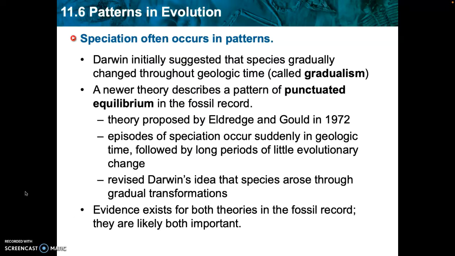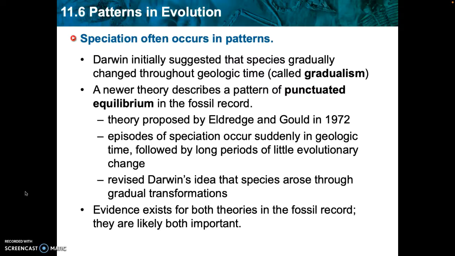But a newer theory that was proposed in 1972, called punctuated equilibrium, also has evidence in the fossil record. In punctuated equilibrium, you have episodes of speciation that occur very quickly, very rapidly in geologic time, and then the descendants from that speciation event are relatively stable for a long time in between. And this was a revision of Darwin's idea that all species were gradually changing over time.